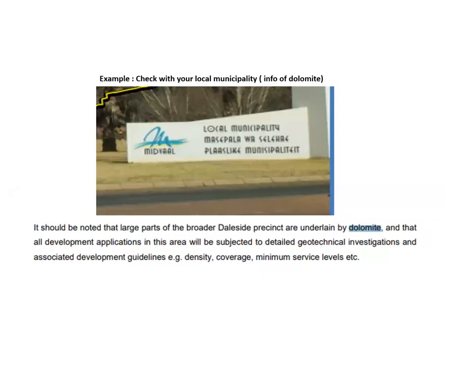Just as an example, at the bottom section you'll see that I inquired about an area, and they said that Daleside, which falls into their precinct, is stated as a dolomitic area, and all development applications in the area will be subject to a detailed geotechnical investigation. So guys, engage with them and find out if there are any special requirements, especially if you're doing plumbing in the specific area. That's where I would urge you to make your first point of call, just to see if you're in an area where these risks could be clearly associated with dolomitic land.